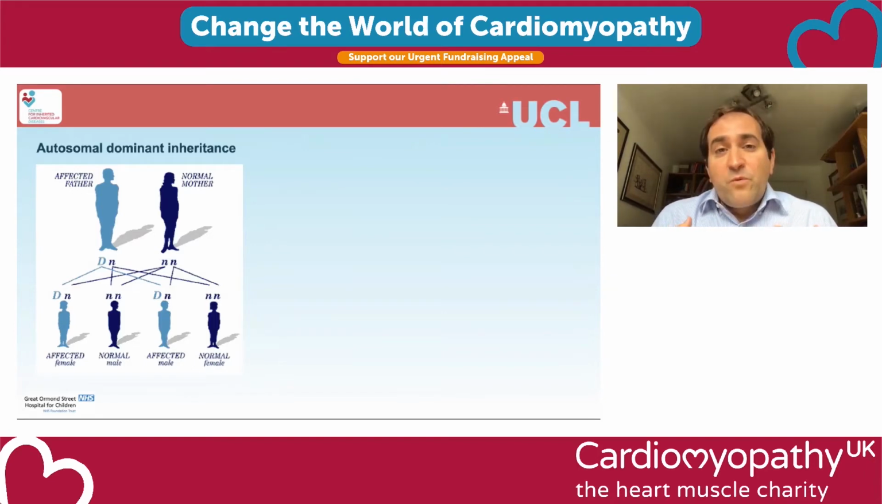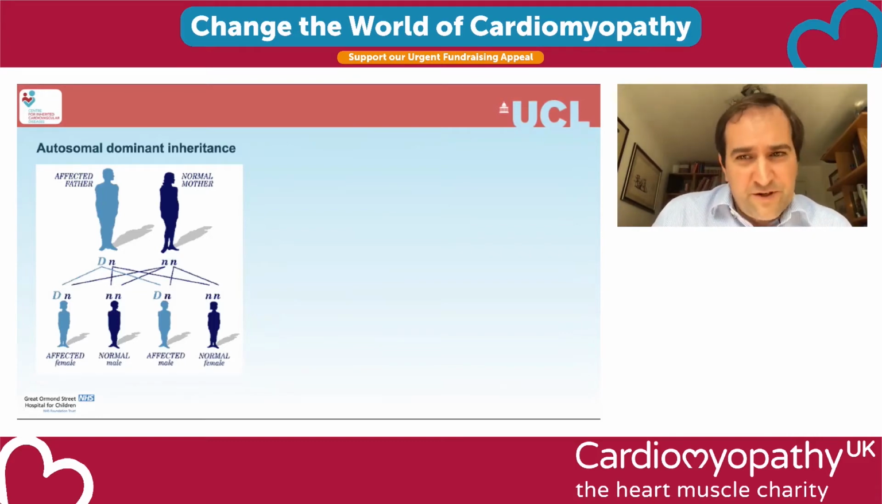So the way that these conditions are usually inherited is in such a way that it doesn't really matter whether you're a boy or a girl. There's a 50% chance of inheriting that condition, or at least inheriting the gene that causes the condition. Then there are differences in how that gene is expressed. So in some cases, and really for reasons that we don't fully understand, even though the gene is inherited in this dominant way, for some reason the gene is expressed in a different way in boys compared to girls in some cases of these cardiomyopathies.